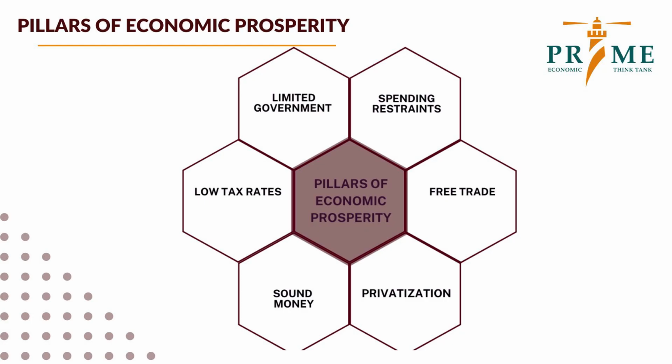Well, there are six pillars: limited government, spending restraints, free trade, low tax rates, sound money, and privatization. These pillars are taken from a keynote address delivered by Dr. Arthur Laffer at Prime's annual conference in 2021. Dr. Arthur evaluated the underlying causes of recurring economic crisis in Pakistan, and he highlighted these six pillars where reforms are inevitable to achieve economic prosperity.